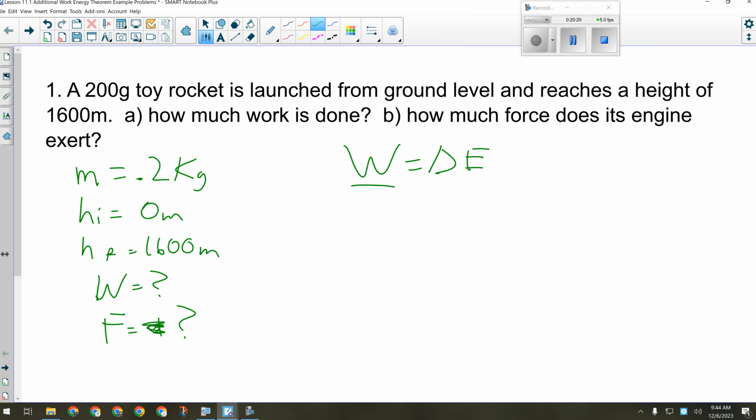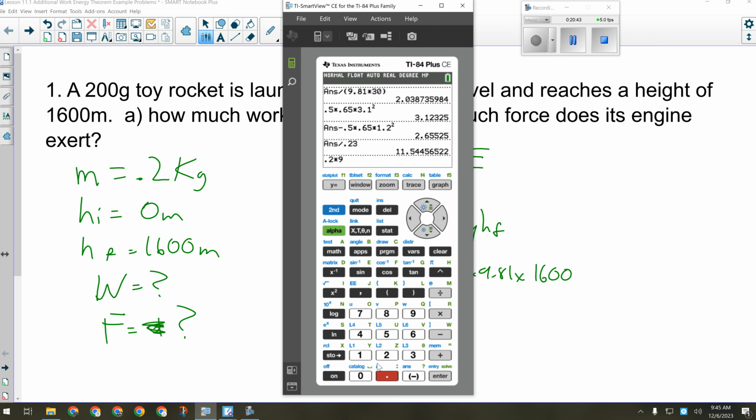All right, so we're going to say that work equals m times g times hf, and that's it. Why am I even going to bother to write the other part? Because it's 0. Okay, so all I have to do then is go 0.2 times 9.81 times 1,600 meters. Okay, and that'll give me the amount of work being done, because that's the change in energy. So there's the work, to 3 significant digits, I think. Okay, we're looking at 3.14 times 10 to the 3 joules.